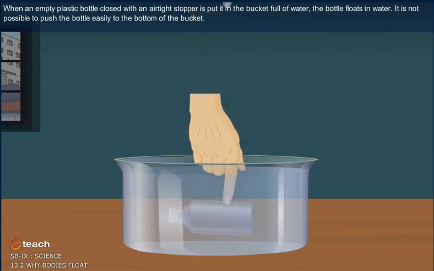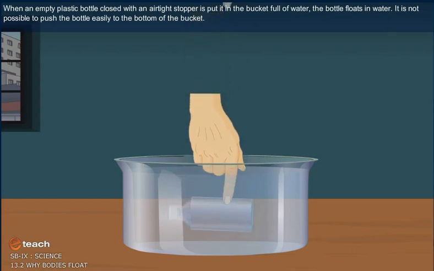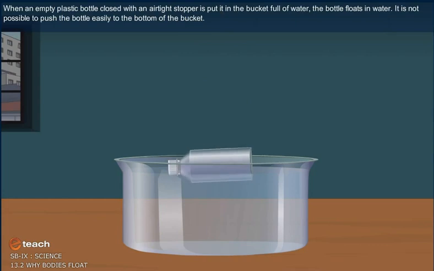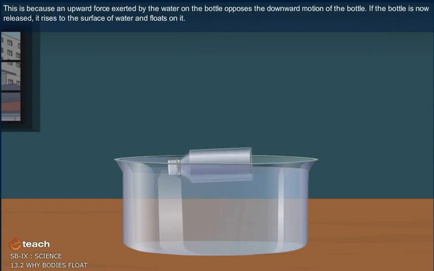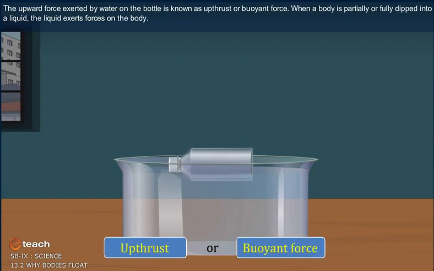When an empty plastic bottle closed with an airtight stopper is put in the bucket full of water, the bottle floats in water. It is not possible to push the bottle easily to the bottom of the bucket. This is because an upward force exerted by the water on the bottle opposes the downward motion of the bottle. If the bottle is now released, it rises to the surface of water and floats on it. The upward force exerted by water on the bottle is known as upthrust or buoyant force.